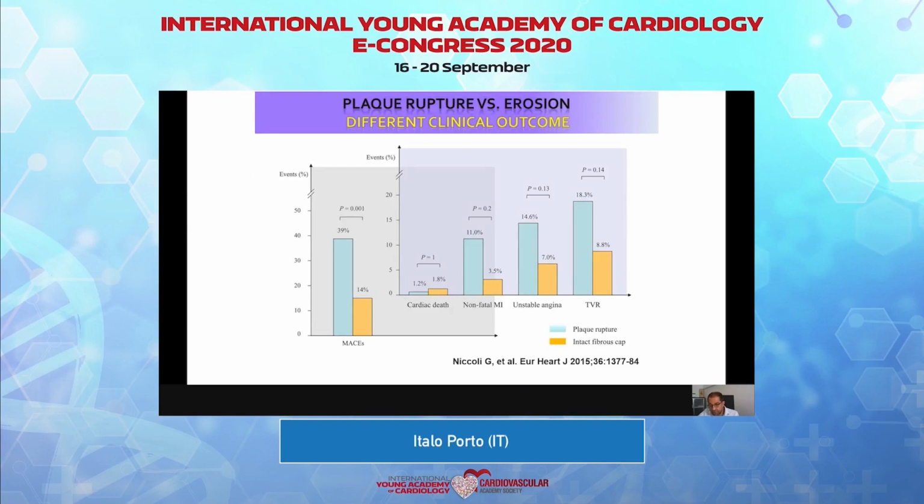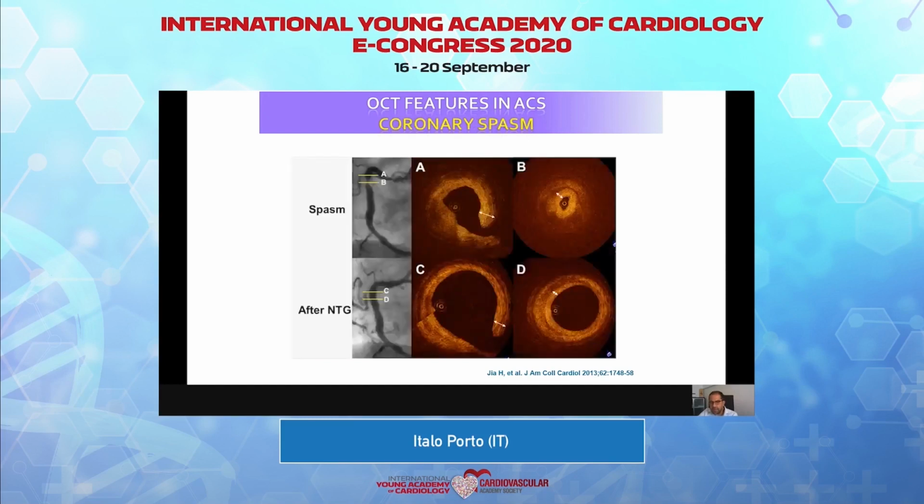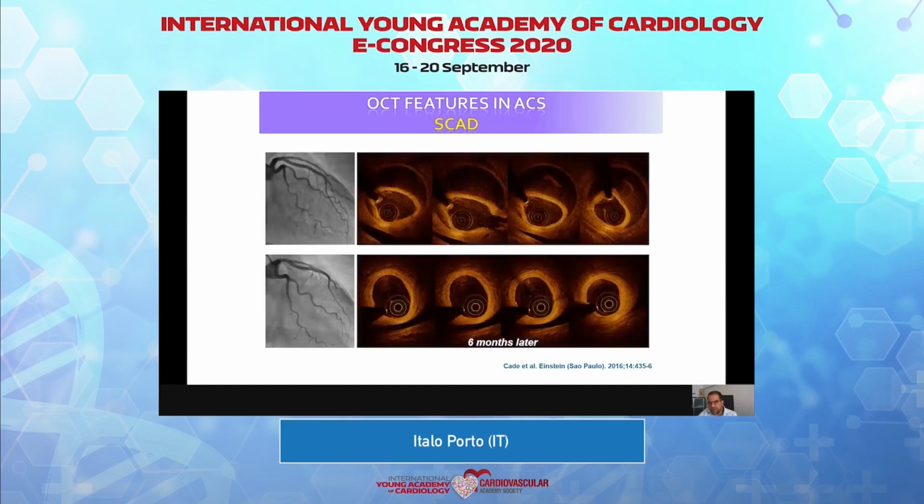And there is some provisional data which point to rupture yielding a worse prognosis than erosion. Also, rarer causes of ACS, such as calcified nodules, can be identified. They are associated with ACS if you can also see thrombus. Also, spasm has a specific aspect on OCT. And you can also identify aspects which are typical of spontaneous coronary artery dissection, or SCAD, because you can see an intramural hematoma, and sometimes you can see flaps in the intima.